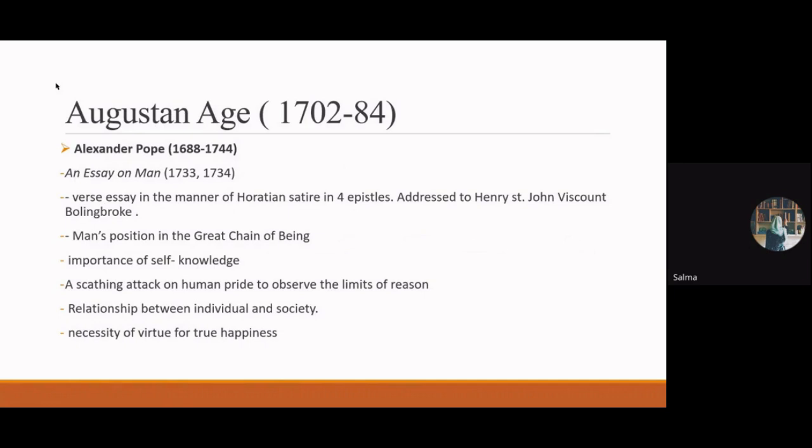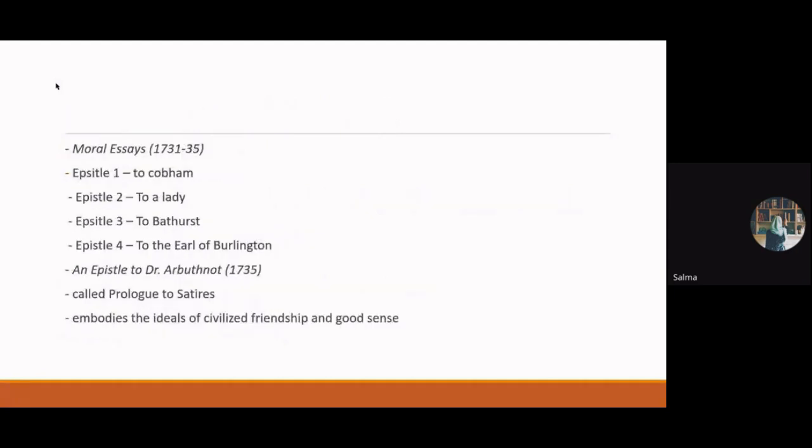Moving to Alexander Pope, An Essay on Man. It is a verse essay in the manner of Horatian satire in four epistles, and all those epistles, letters, were addressed to Henry St John, Viscount Bolingbroke. Then he also talked about man's position in the great chain of being. And he also talked about the importance of self-knowledge in this essay, An Essay on Man, and his scathing attack on human pride, to observe the limits of reason. And he talked about the relationship between society and the individual, and the necessity of virtue for true happiness. All those things he talked about.